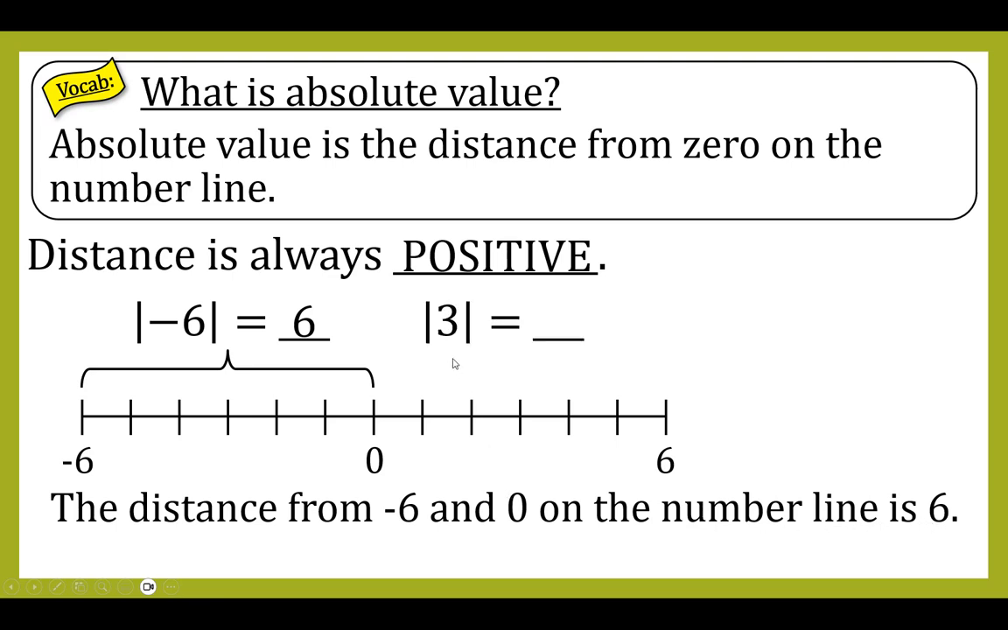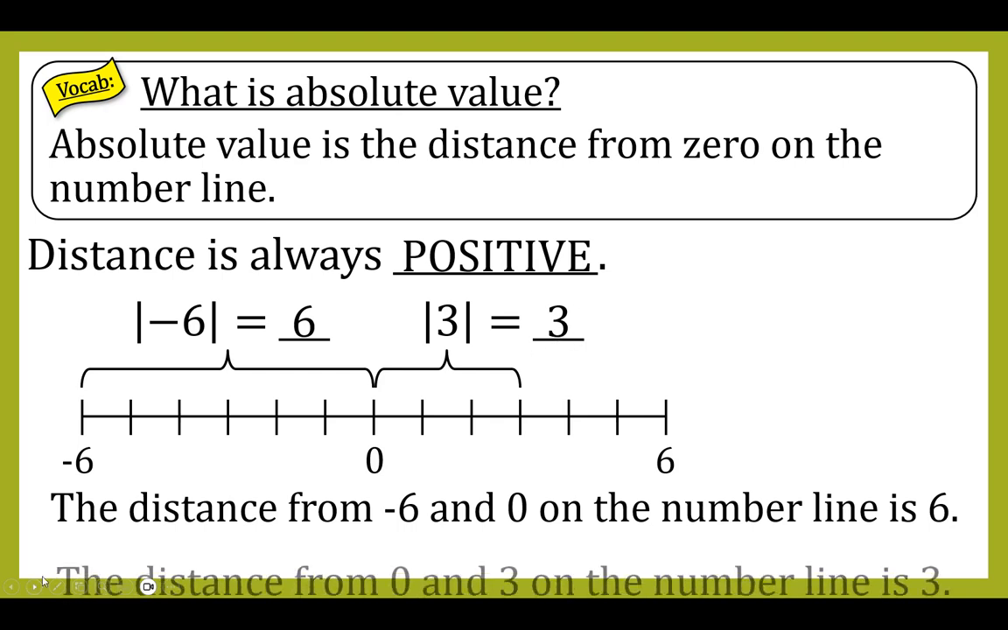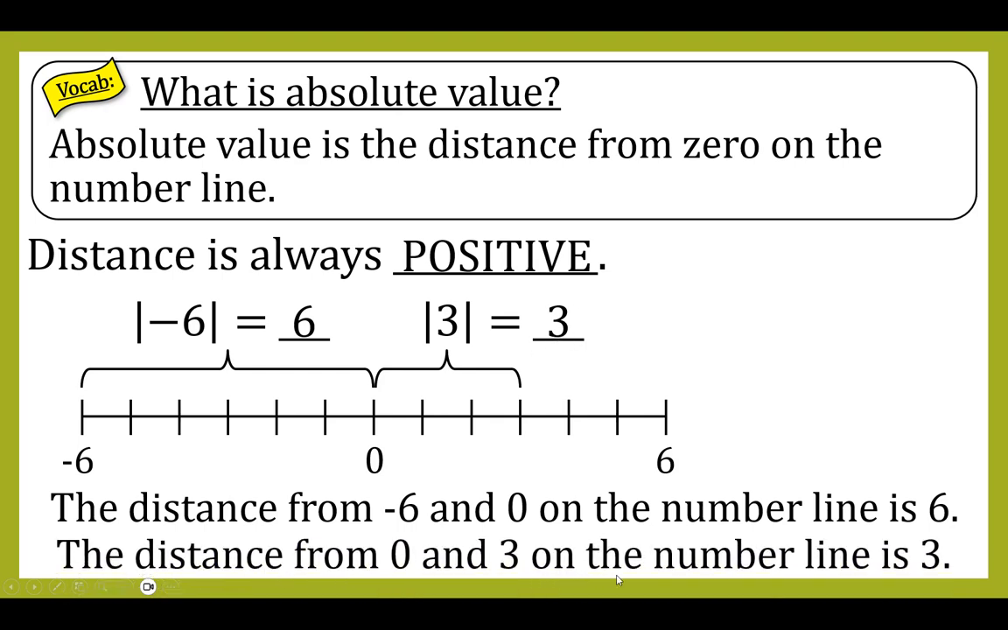Let's look at another example. Here I have absolute value of 3. So from 0 to 3, I go 1, 2, 3. That tells me that I have a distance of 3. So the distance from 0 and 3 on the number line is 3.